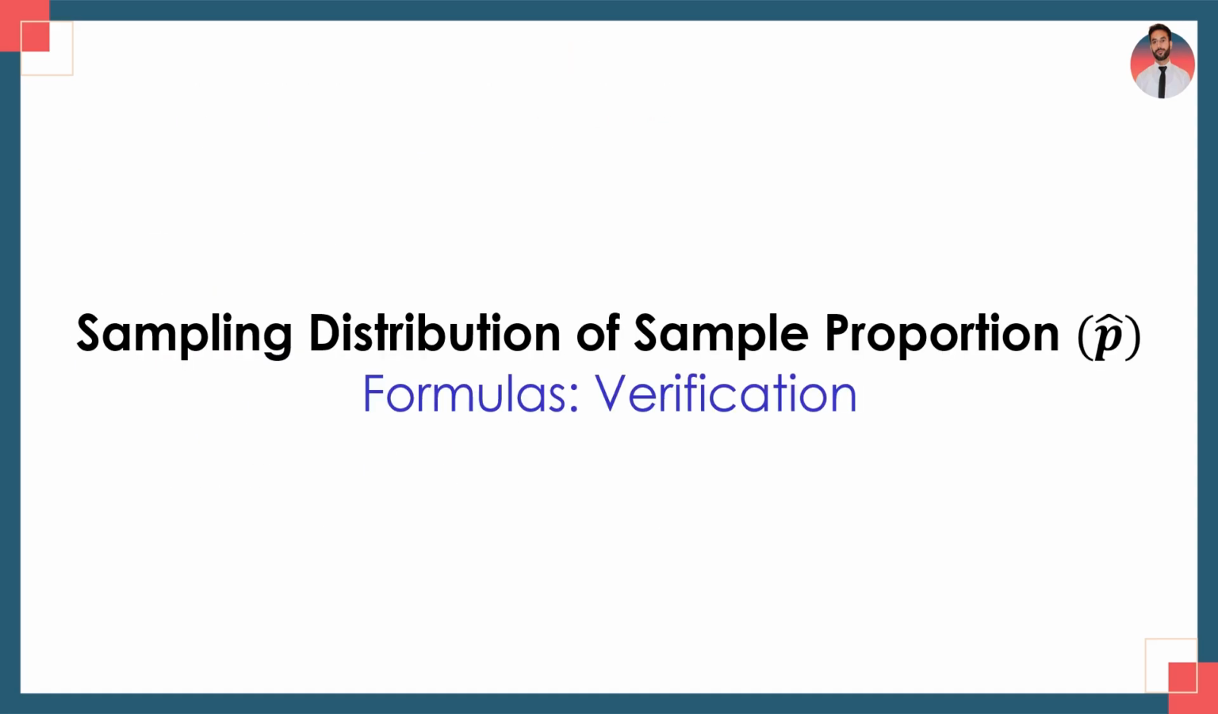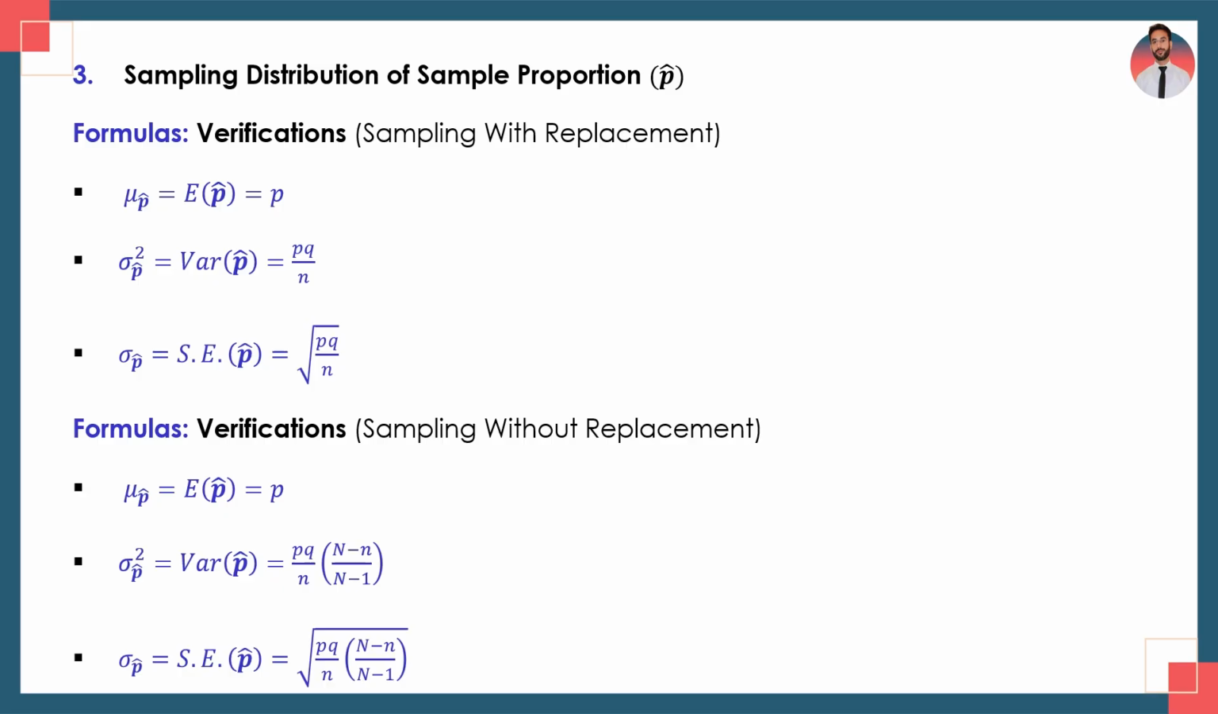Now in the last point I will discuss the verification formulas for sampling distribution of sample proportions p hat. First of all, I will discuss the verification formulas for sampling with replacement. First verification is that mu p hat equal to p. Mu p hat is obtained from sampling distribution of p hat, which is also denoted by expected value of p hat और इसको हम equal proof करेंगे population proportion. Second verification is for variance of p hat, which is denoted by sigma square p hat equal to pq over n. And third verification is for standard error of p hat, which is denoted by sigma p hat. It is the square root of pq over n.